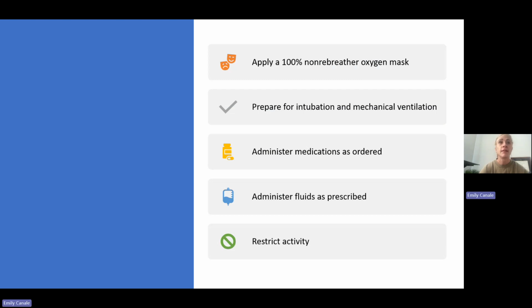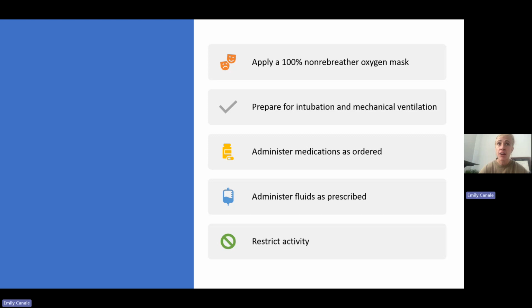So again, what am I going to do? Well, I'm going to give them oxygen. I'm going to prepare for intubation. I'm going to give them maybe my vasoactive meds like norepinephrine or dopamine because that produces vasoconstriction. So that's going to increase my blood pressure. Maybe I do an inotropic med like dobutamine because that increases the contractility and cardiac output. It makes the heart pump better.